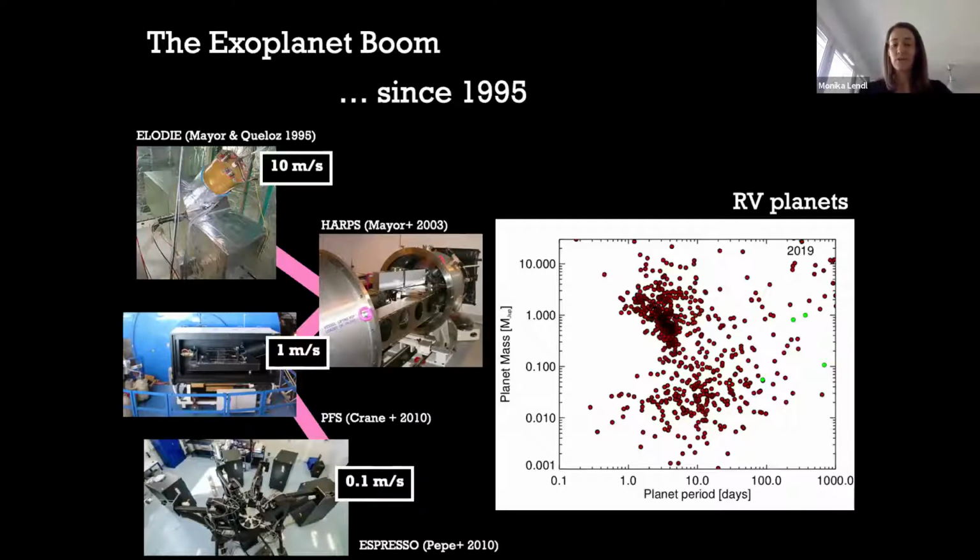for the American community. And then finally, we're now going to another order of magnitude with instrumentation such as Espresso that actually works at the VLT and that is capable of combining the light of all 4 UTs together to maximize really the precision of the observation.